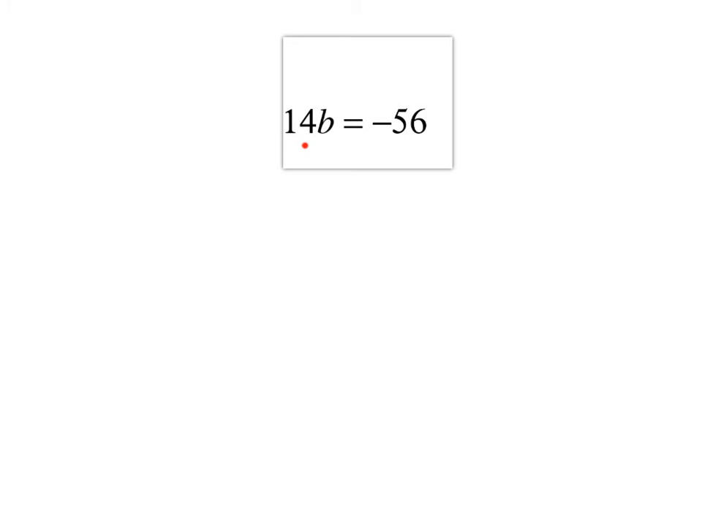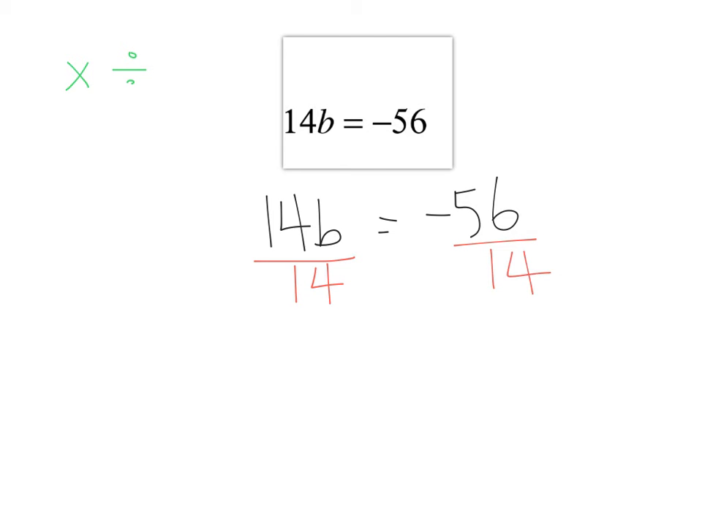In this case, we have 14 multiplied by b gives negative 56. 14 times b. To undo multiplication, we need to use division. So then I'm going to divide both sides by the number in front of b because that's the number I want to get rid of. So again, using my other color, I'm going to divide both sides by that 14 because I want the b by itself. This 14 divided by this 14 leaves me with just the b, and minus 56 divided by 14 is negative 4. Because a negative divided by a positive is negative, and 56 divided by 14 is 4.